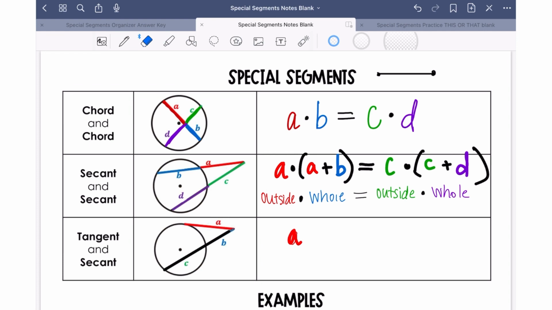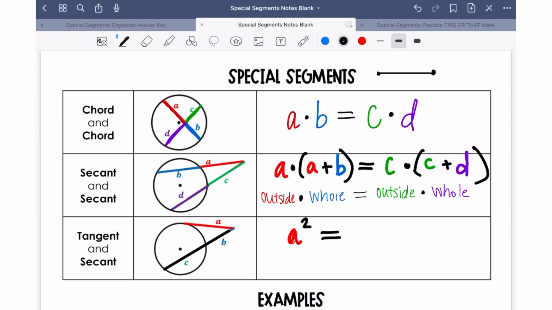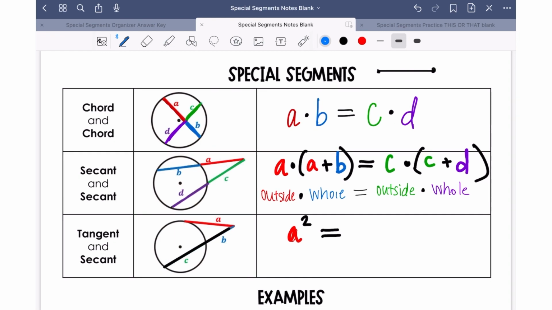And we're going to do A squared equals the outside times the whole. Okay, the outside times the whole. So for this one, B is on the outside here. So that's this part of the segment. That's the outside, so highlight it. B times the whole thing.